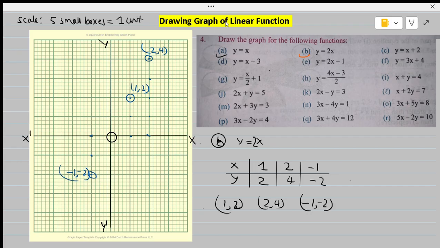Now we have to join the line. So let's join the line. Done. So this line is here the y equal to 2x line. Okay. And after this, now going with number C, D, E. Okay, I'll do D. C and D are both similar. Okay. So I make this clear.